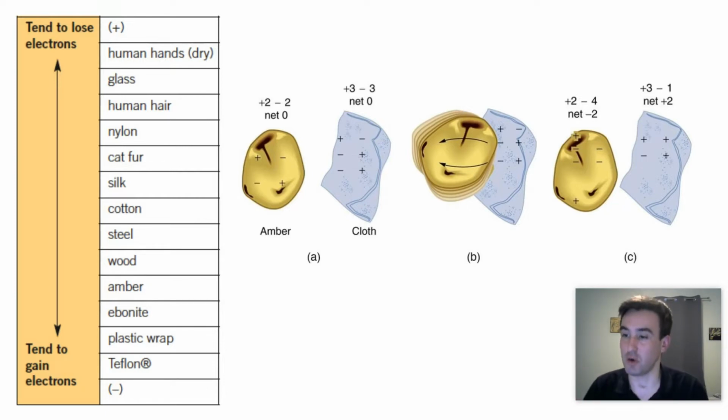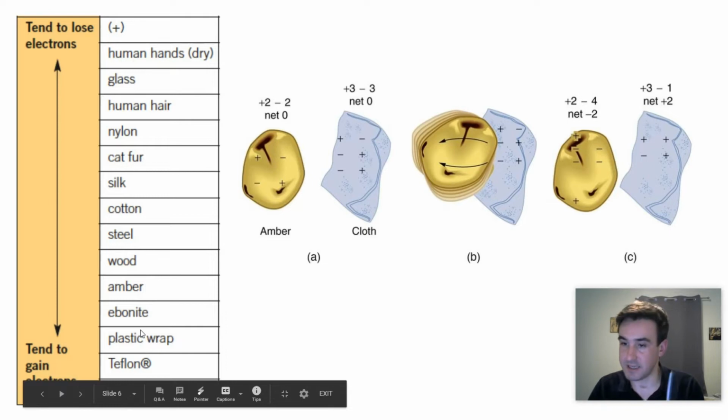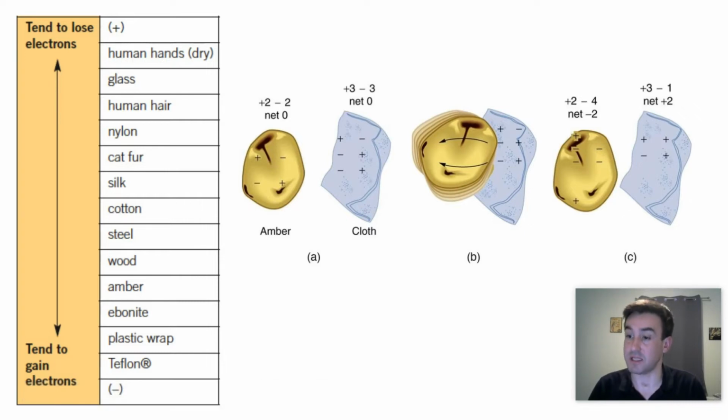We also talked about electronegativity. So let's look at our triboelectric series on the left-hand side here. Things near the top of the list, human hands, hair, fur, cotton, these things tend to lose electrons. So they lose electrons and become more positive or positively charged. Things at the bottom of the series, like amber, plastics, Teflon, rubber, like the balloon, are materials that tend to gain electrons. So they gain more electrons, they become more negative. They become negatively charged objects.